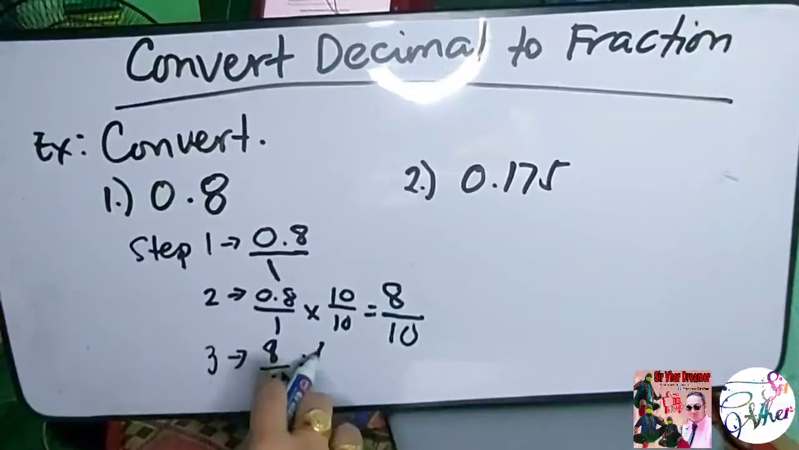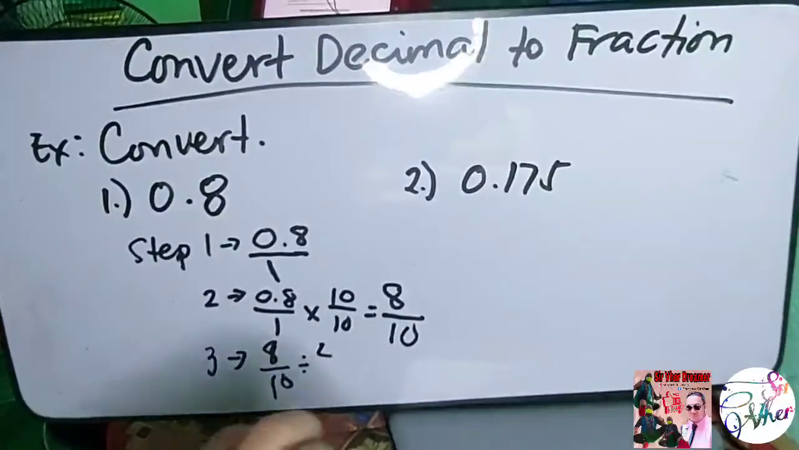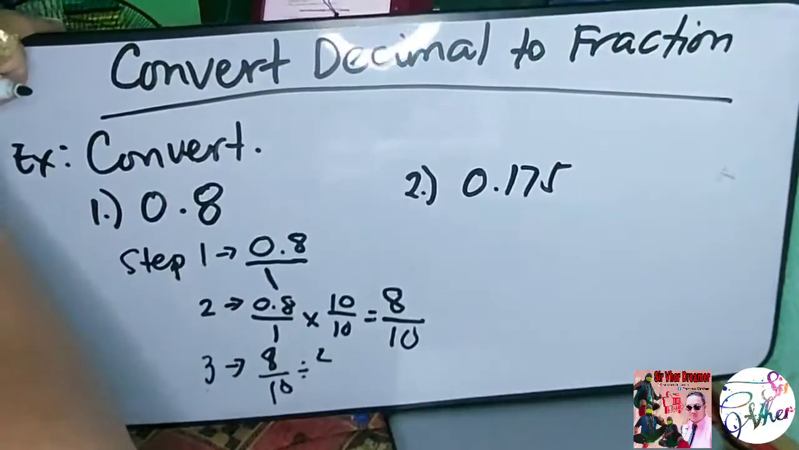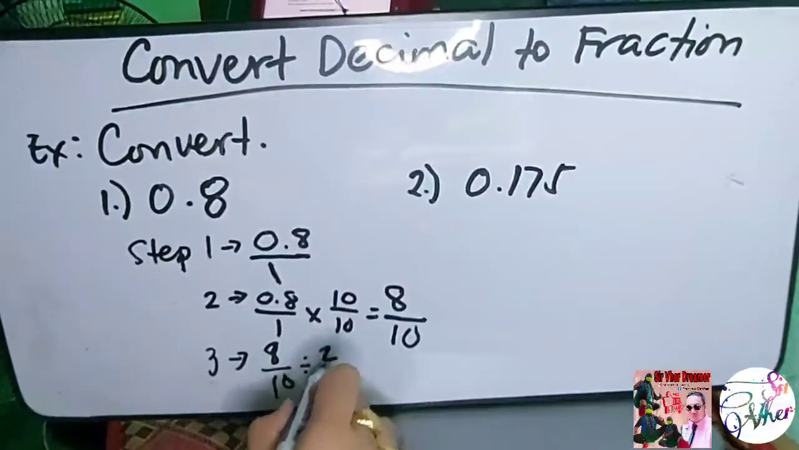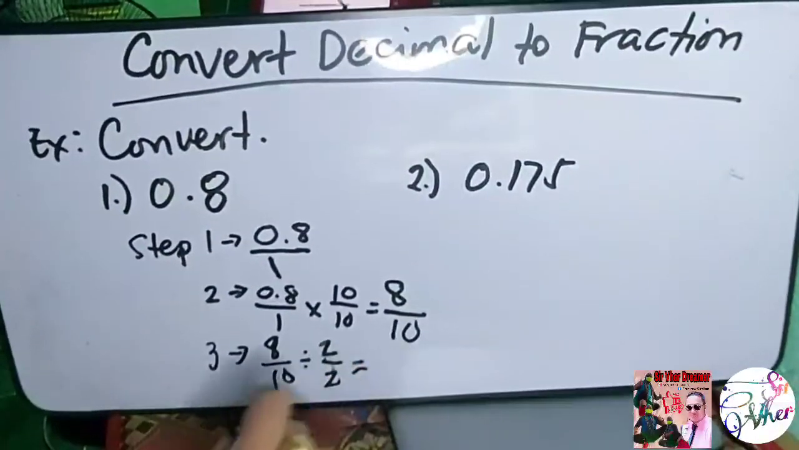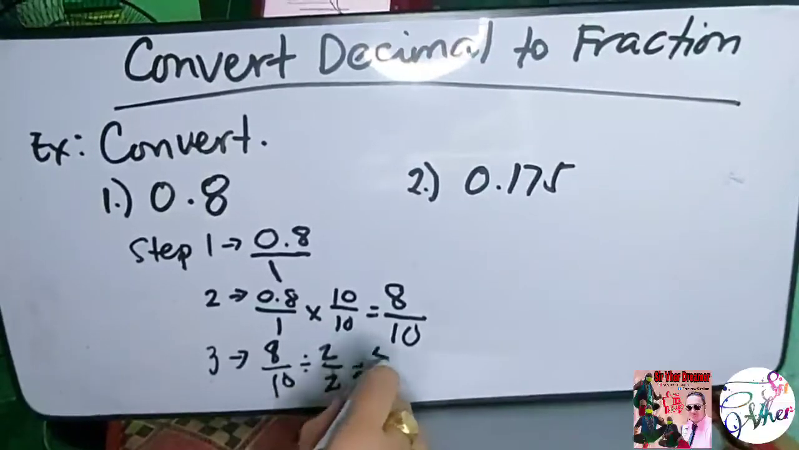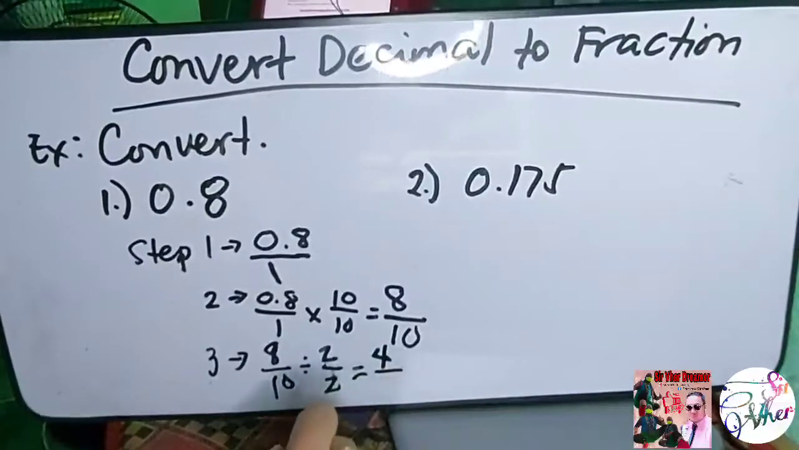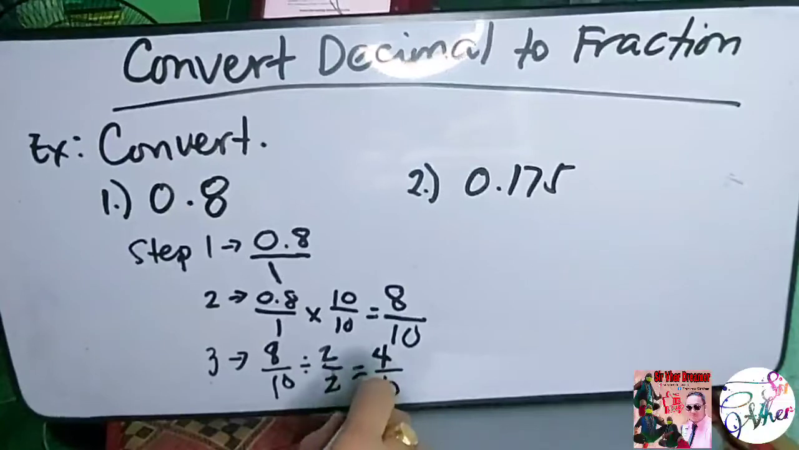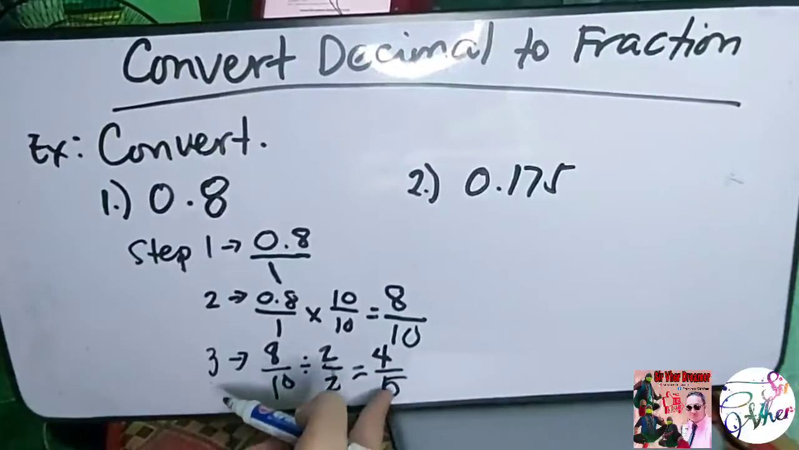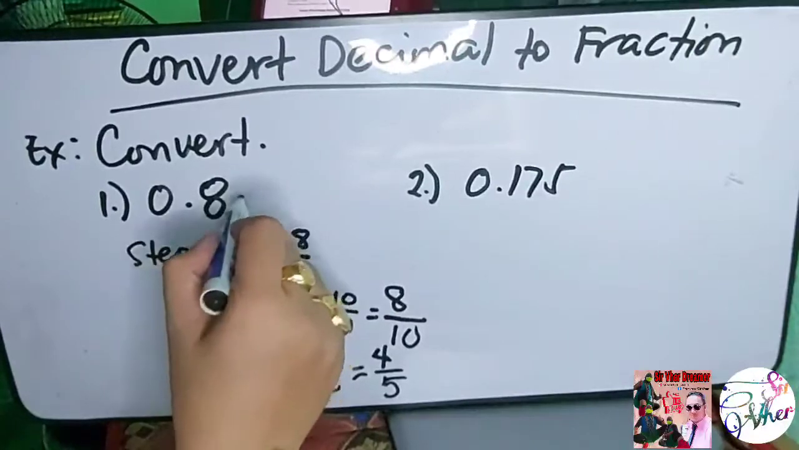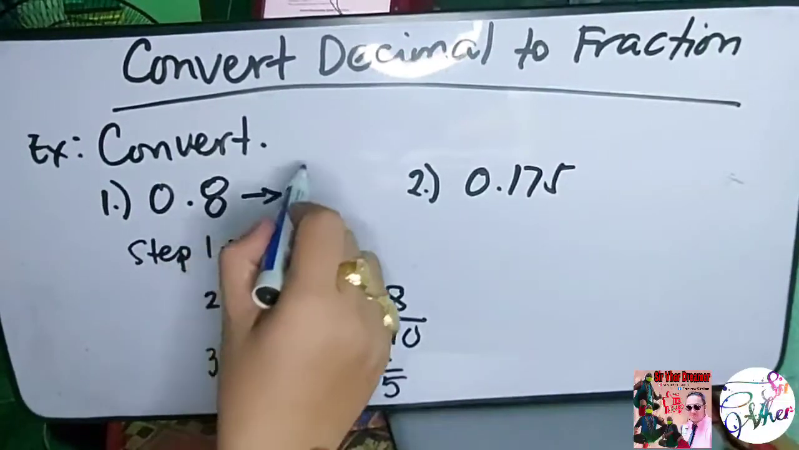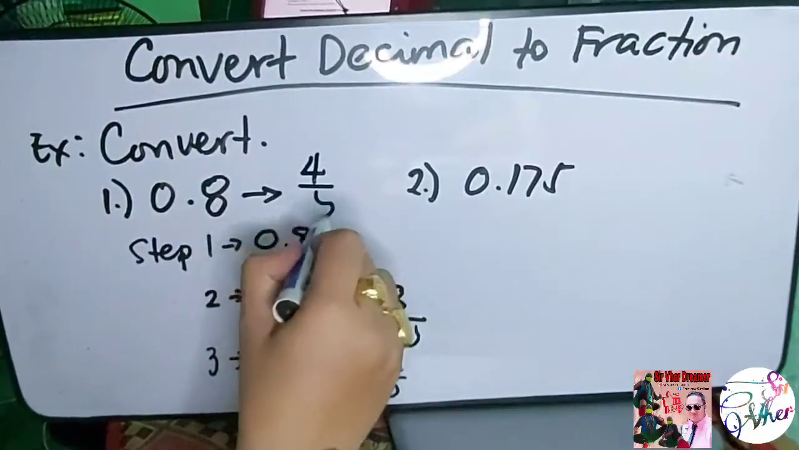8 over 10. What number can divide both numerator and denominator? We have 4. Very good. 4? Are you sure? No. What number? 2. Very good. 2 over 2. 8 divided by 2? 4. 10 divided by 2? 5. So, what is our final answer? 0.8 in fraction is 4 over 5.